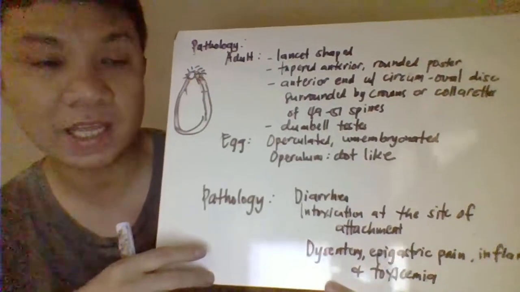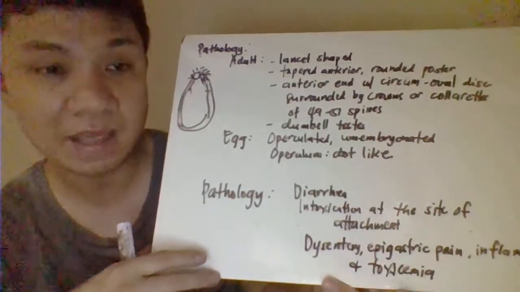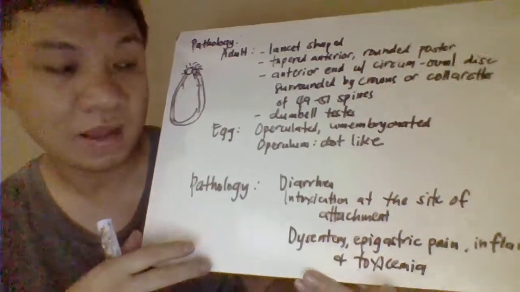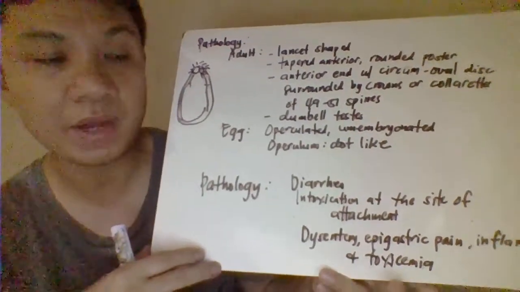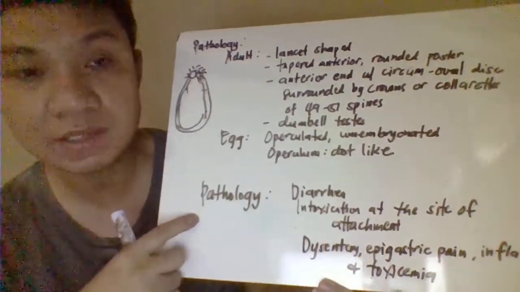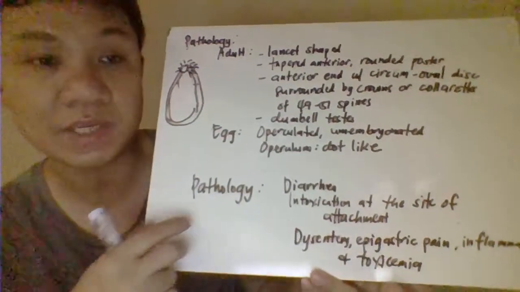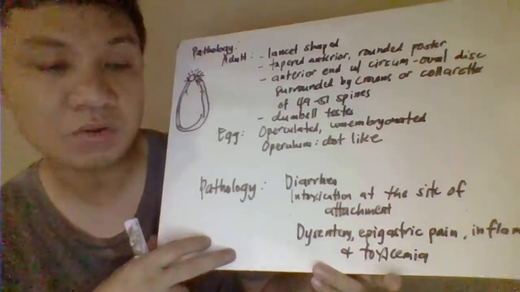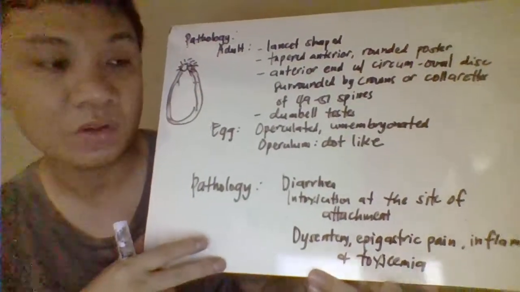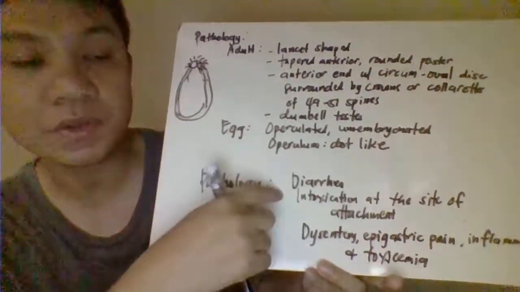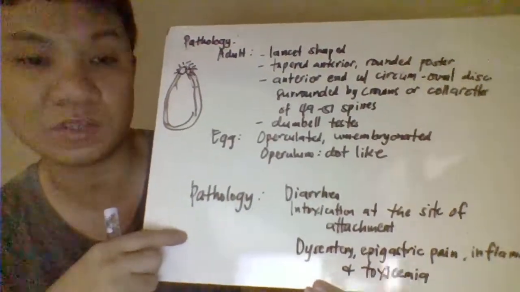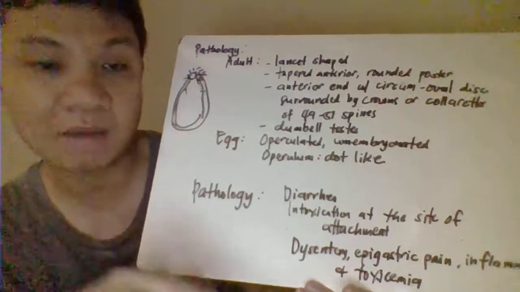For the egg, it is still operculated. It's also unembryonated on oviposition, or unsegmented. The operculum has a characteristic tiny dot appearance. For the pathology, since this one is in the gastrointestinal tract, it tries to cause diarrhea and chronic inflammation. It could cause other problems like dysentery, epigastric pain, or toxemia. It might also result in intoxication at the intestinal tract, where the adult worm attaches, because again, that's their final habitat.